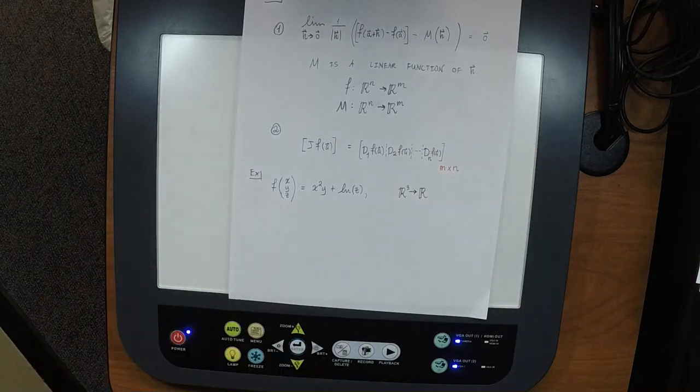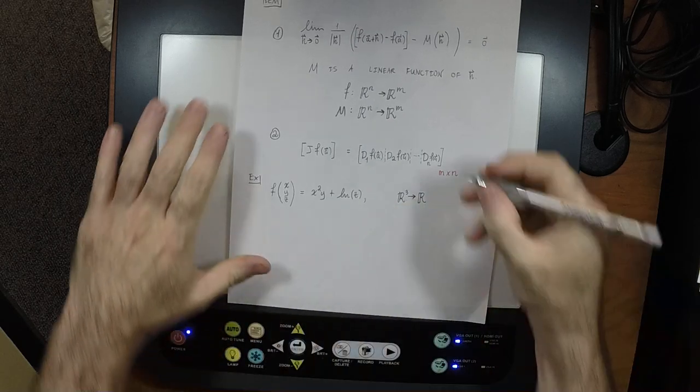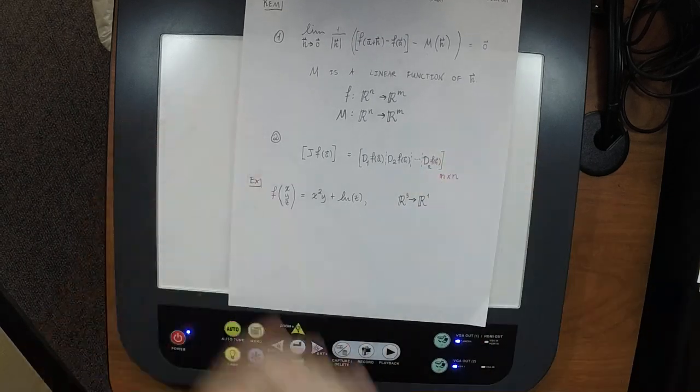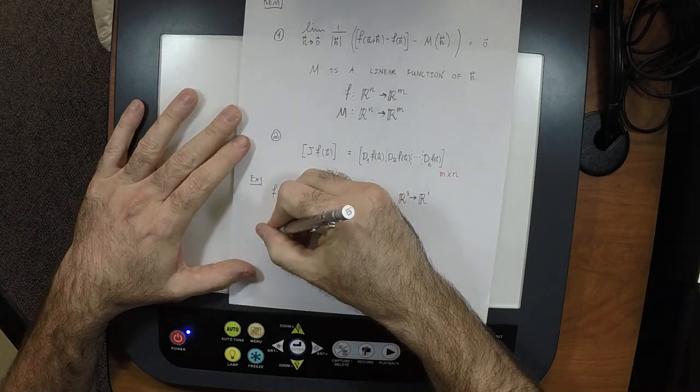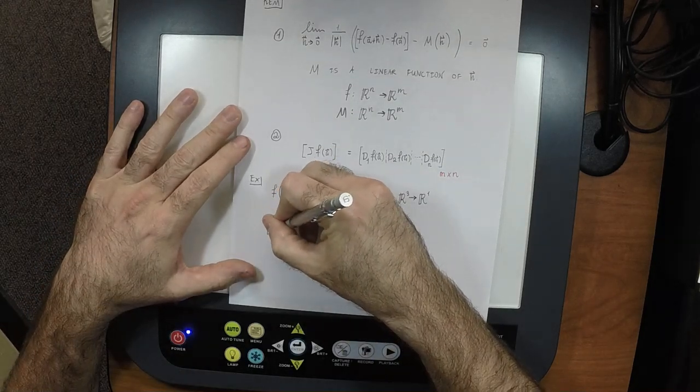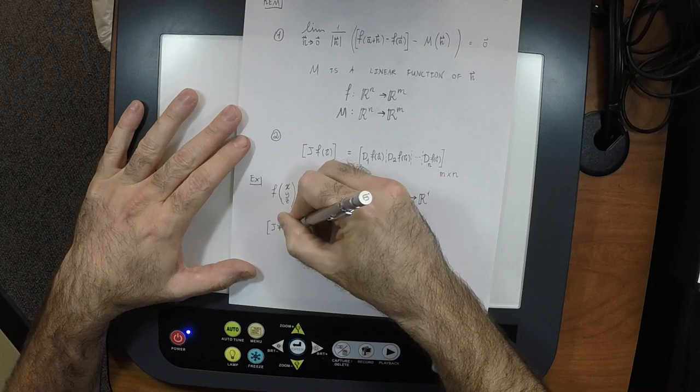As a result, the Jacobian is going to be a matrix. What kind of matrix? It's going to be 1, I'll go ahead and write the implied 1 there. It's going to be 1 by 3, which is also known as a row instead of a column. So now let's calculate it. The Jacobian of F, X, Y, and Z.